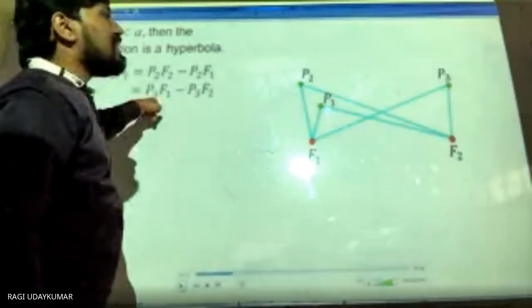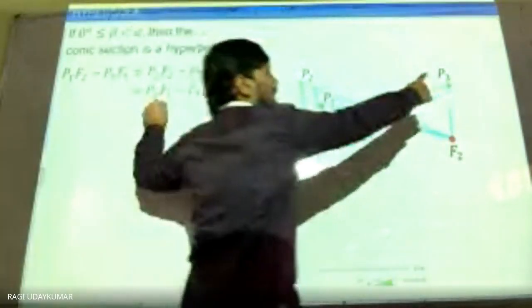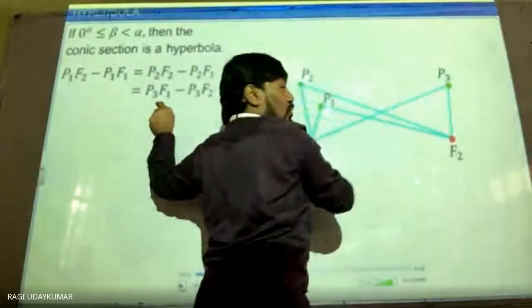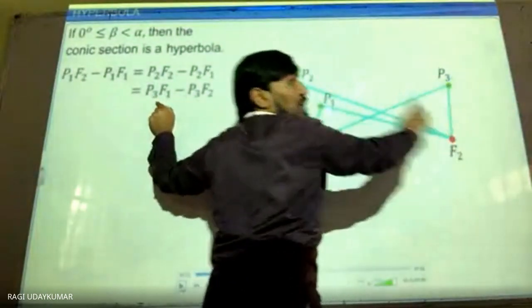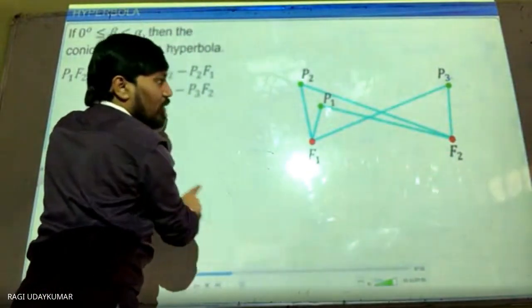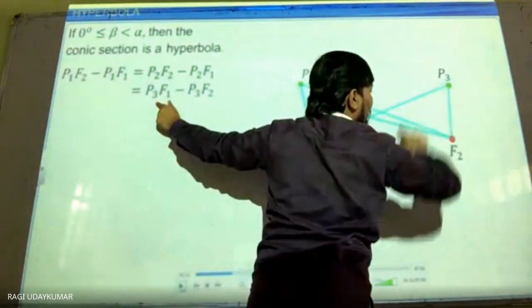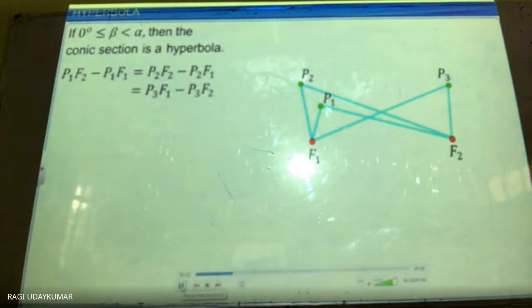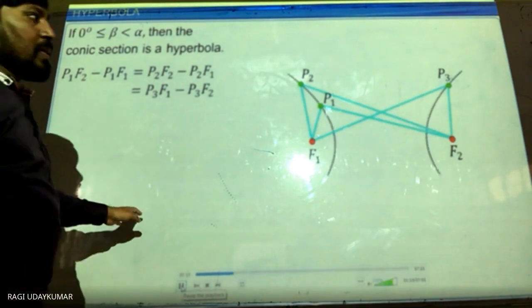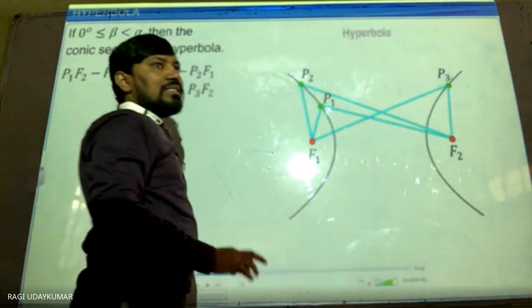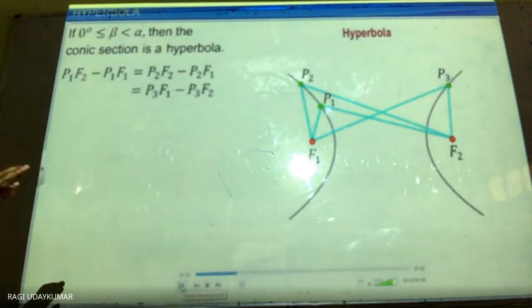This is equal to P3F1 minus... the P3 point is taken here. In these two, this distance is smaller, this distance is more, so this one minus this one should be taken. So when you take all the points like this, we get points here like this, and all these points here like this. You see that? So you can easily understand. So this shape that we are getting is called a hyperbola.